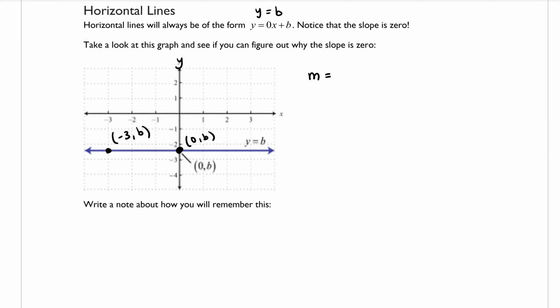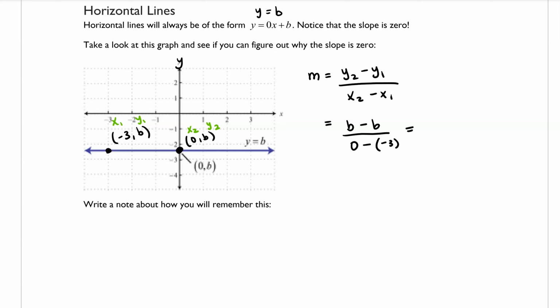So I have m equals y2 minus y1 over x2 minus x1. So let's go ahead and label those. I'm going to call this one x1, this one y1. I'm going to call the 0 x2 and the b y2. So now that I've labeled those coordinates, if I fill them in here, we have y2 is equal to b minus y1, which is also b, and x2 is 0 minus x1 is -3.